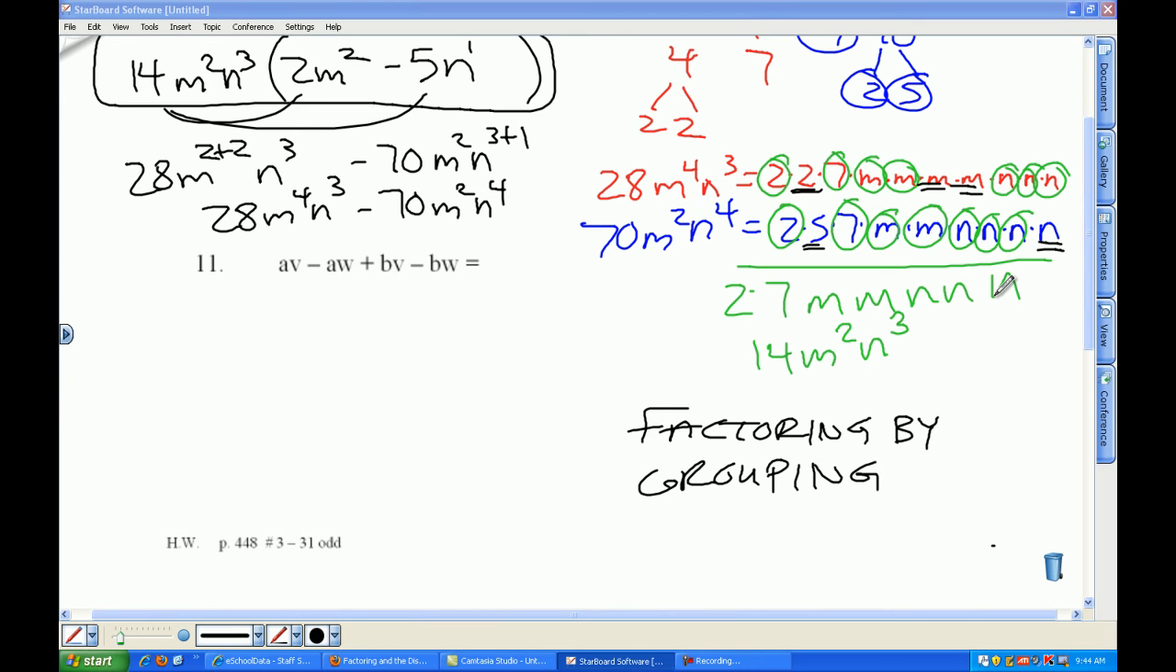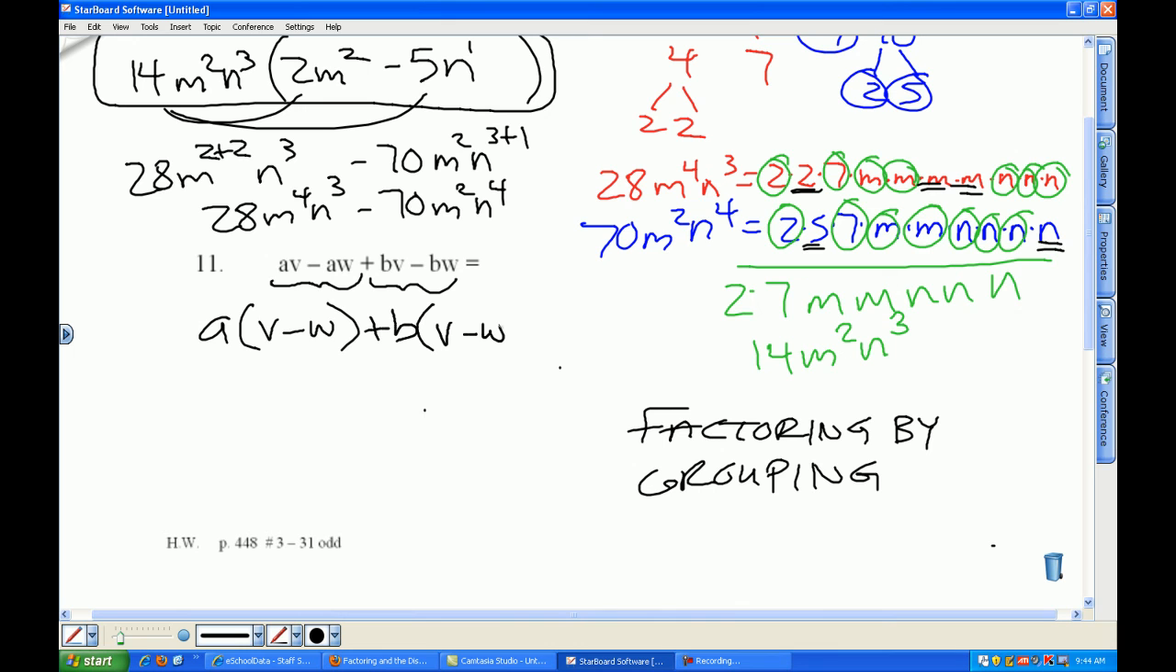Okay, so here's what we're going to do. Take a look at the first two terms, AV minus AW. There is a GCF just in those terms, and you can take a moment. What is it? You're right, it's an A. So we're going to take A out. We're left with V minus W. If we look at the second pair of terms, BV and BW, you'll notice that they have a GCF as well. It's B. We take it out, V minus W is left.